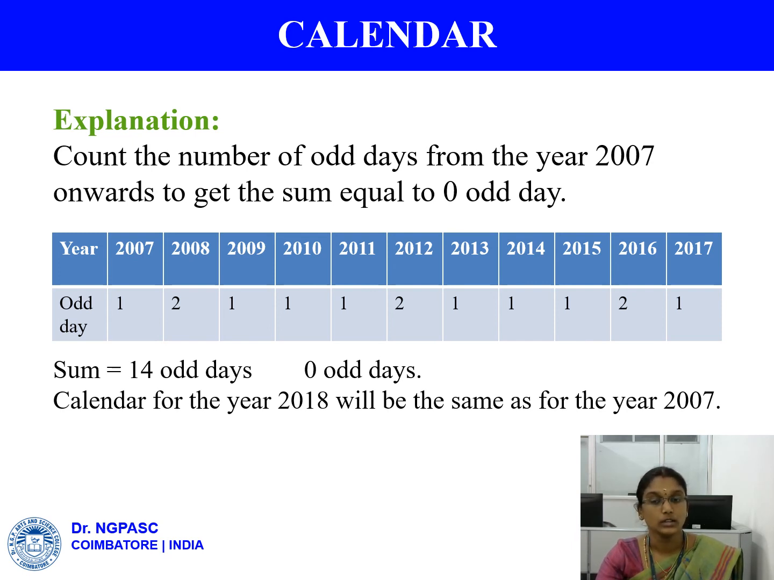So 2013, 1 odd day, 9. 2014, 1 odd day, 9 plus 1 is 10. 2015, ordinary year, 1 odd day, 10 plus 1 is 11. 2016, 2 odd days, so it's 13. 2017 is 1 odd day, 14. So 14 divided by 7, we get remainder 0. So the calendar for the year 2018 will be the same as for the year 2007.